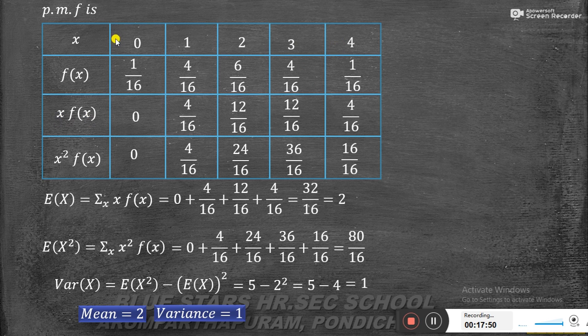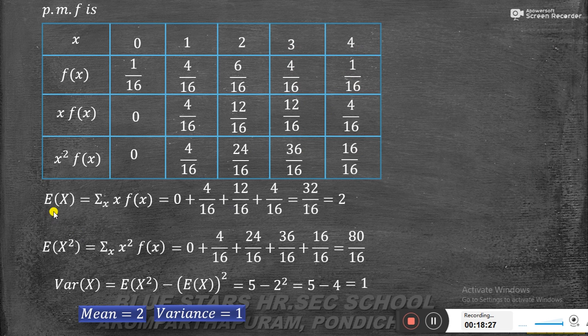Next x f of x: I multiply x with f of x. 0 into 1 by 16 is 0, 1 into 4 by 16 is 4 by 16, 2 into 6 by 16 is 12 by 16, 3 into 4 by 16 is 12 by 16, 4 into 1 by 16 is 4 by 16. Next x square f of x: 0 square is 0, 0 into 1 by 16 is 0. 1 square is 1, 1 into 4 by 16 is 4 by 16. 2 square is 4, 4 into 6 by 16 is 24 by 16. 3 square is 9, 9 into 4 by 16 is 36 by 16. 4 square is 16, 16 into 1 by 16 is 16 by 16.